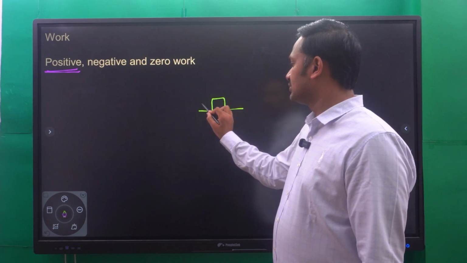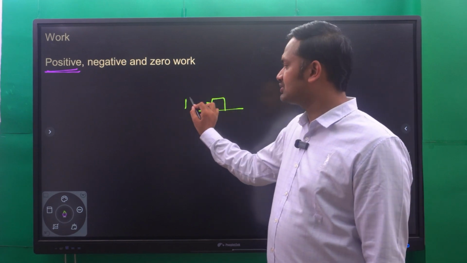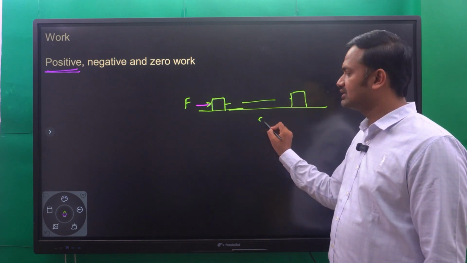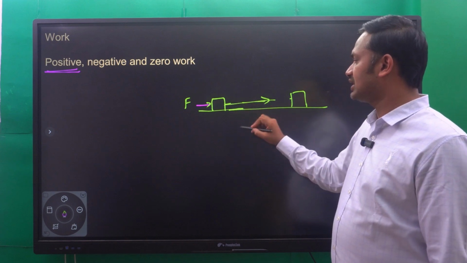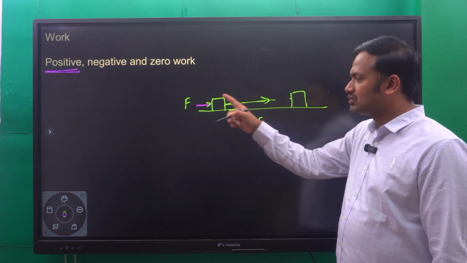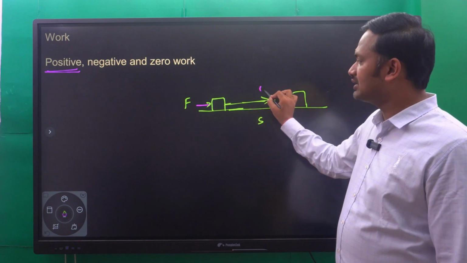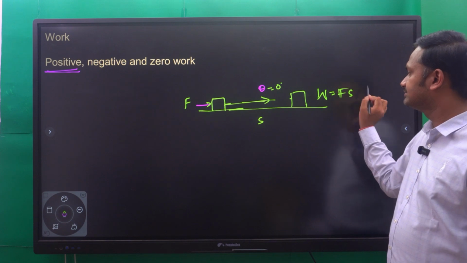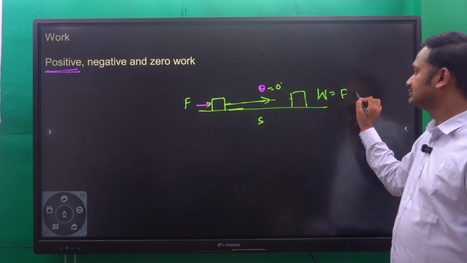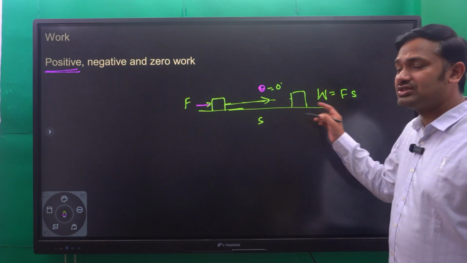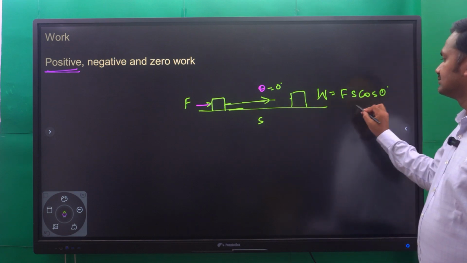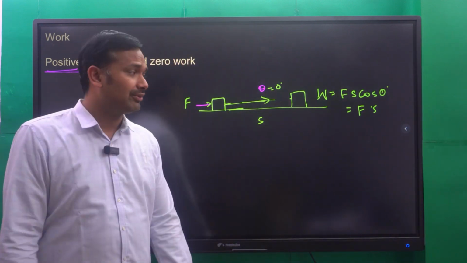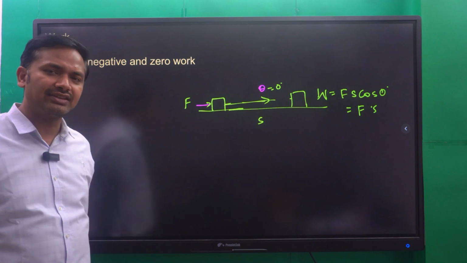Suppose here we have applied the force F, and from here it started moving, and finally it reached here, the displacement is S. The displacement direction is along the force direction. So the angle between F and S is theta equal to 0. Then W is equal to F into S into cos 0, that is equal to F into S into 1, F into S, right? Now, is it the only way? No. Let us take another example.